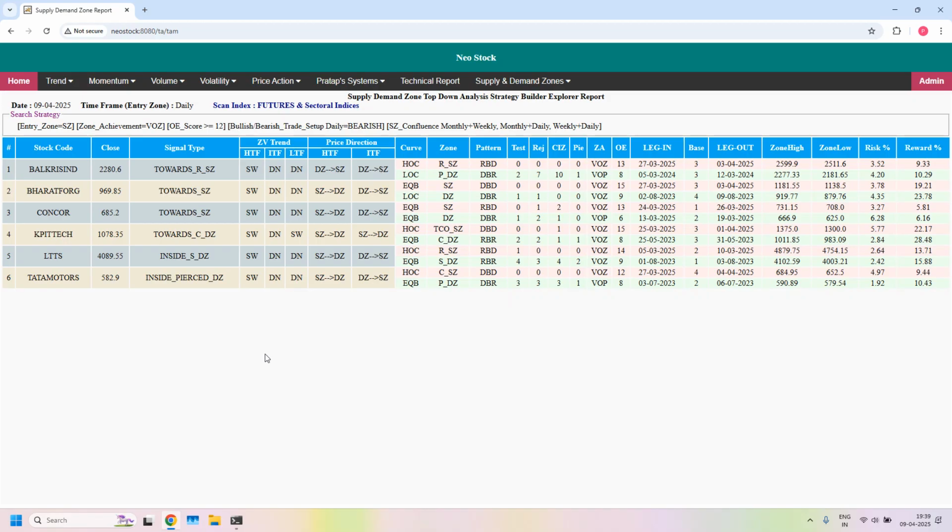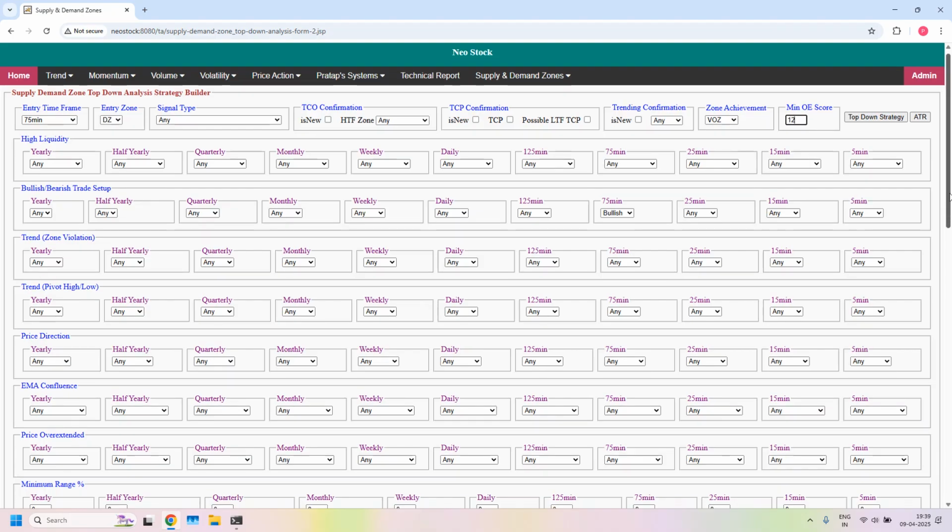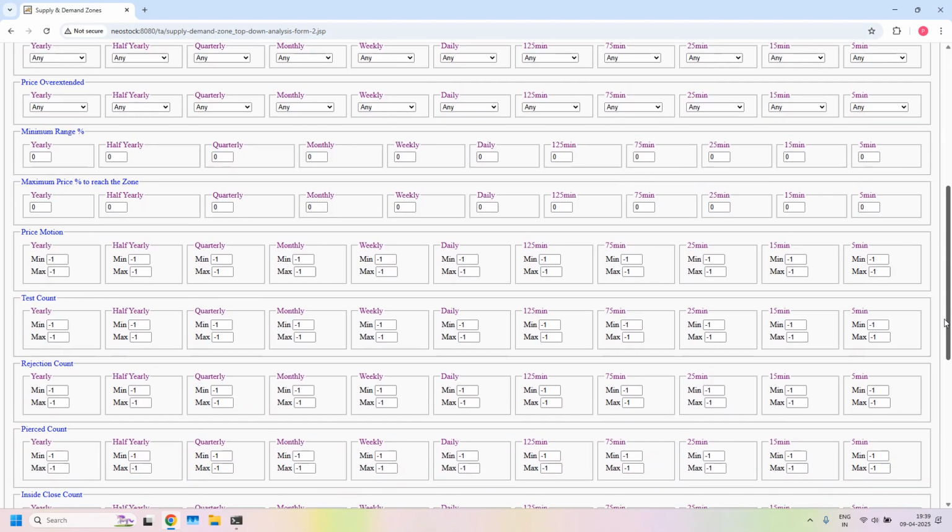Next, we will look into weekly income trade supported stocks, bullish and bearish trade setups. So first, bullish trade setup, weekly income trade, entry time frame 75 minutes, entry zone demand zone. I am selecting bullish, zone achievement violated opposing zone, minimum odd and enhancer score 12, and also the 75 minutes demand zone should not be pierced. So in the pierced count at the 75 minutes time frame, minimum value 0, maximum value 0.